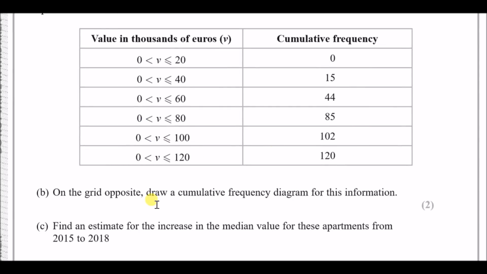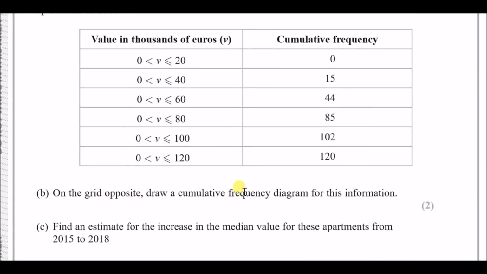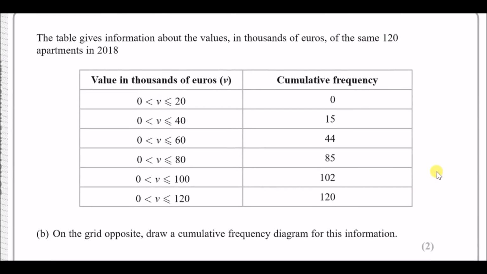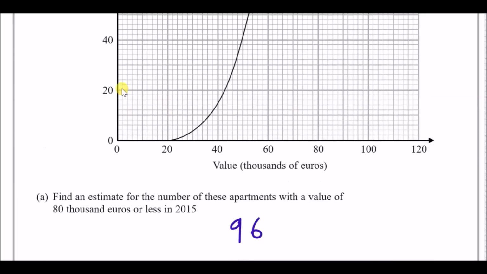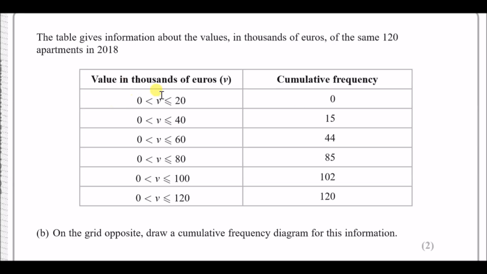On the grid opposite, draw a cumulative frequency diagram for this information. This is very easy. You just treat this like coordinates. Remember, the cumulative frequency is going upwards, so it's on the y-axis, and this would be the x-axis. For each point, up to 20, which is the x-coordinate, we have a cumulative frequency of 0. The next one would be 40 and 15, and it goes all the way up to 120 and 120.